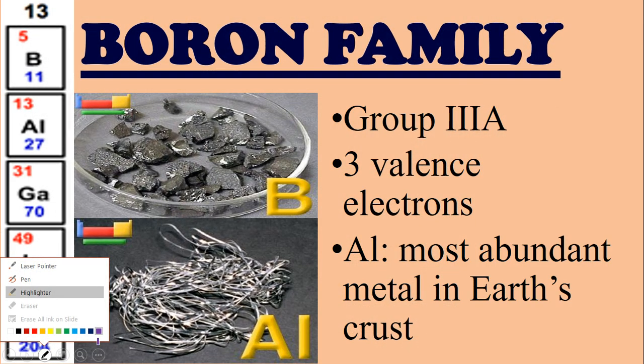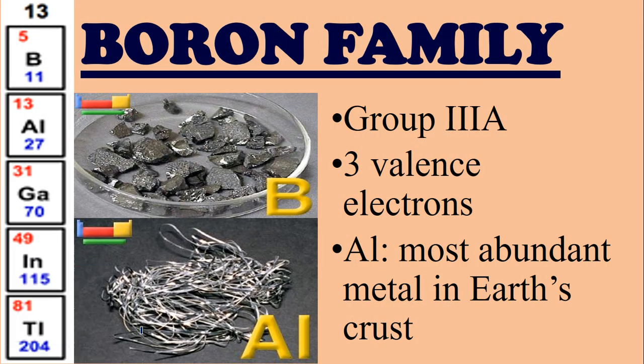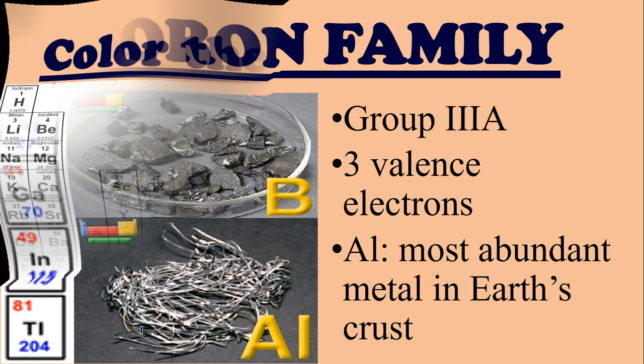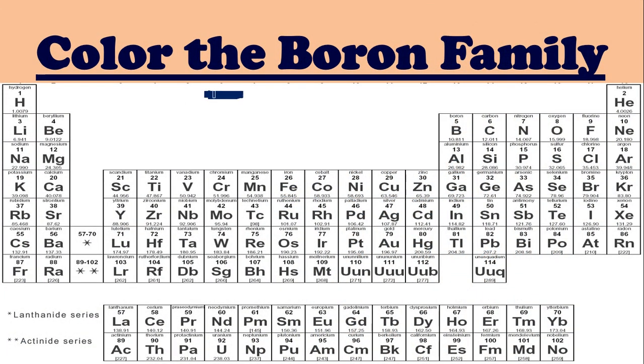The next family we're going to talk about is the boron family. No, I call it the moron family because I can remember it. It's group 3A. They have 3 valence electrons. One element in here that's really good to know about is Al, or aluminum, the most abundant metal in Earth's crust. So get your next color, do your little dash, and label it boron family. Your boron family is B, Al, Ga, In, and Tl. That's your boron family.